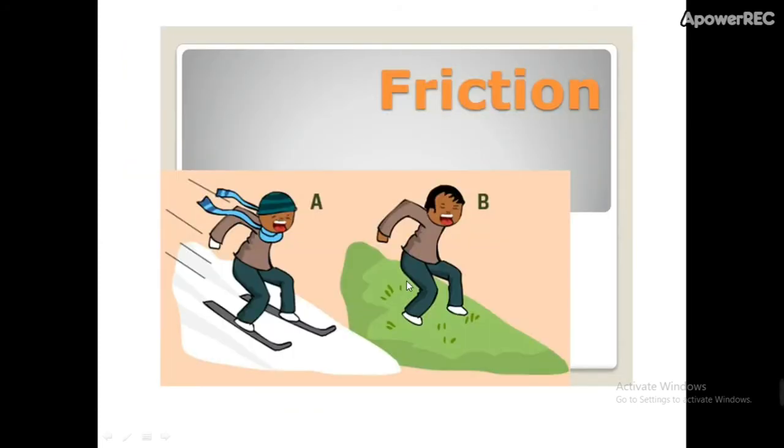Now friction. Friction is the force that opposes motion when two surfaces are in contact. Friction depends on the type of surface. In A, the surface is snow. Is it smooth or rough? It's smooth, right. And in B, the surface is grass. Is it smooth or rough? Rough. The rough surface, like in picture B, has greater friction than the smooth one.